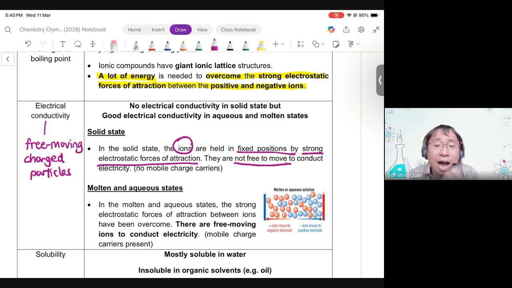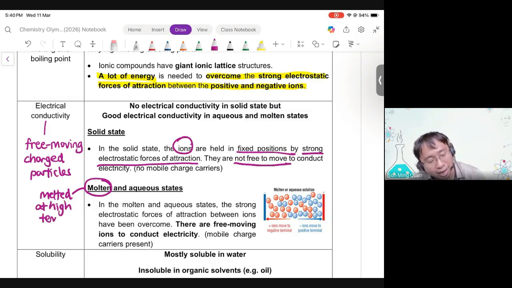So, how then do we make the ions free to move? If you think back to KPT, the answer is obvious. I could melt it. So the molten state is when you melt the ionic compound down at high temperature. So molten means melted at high temperature. So if I have molten ionic compounds, that means they are in the liquid state.